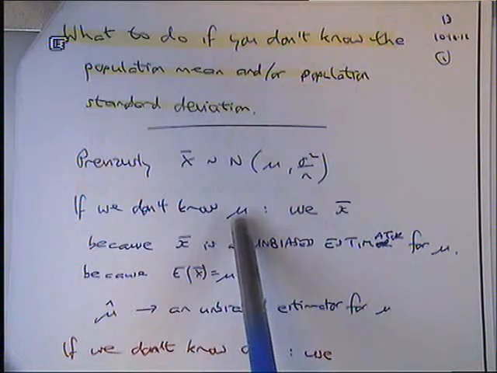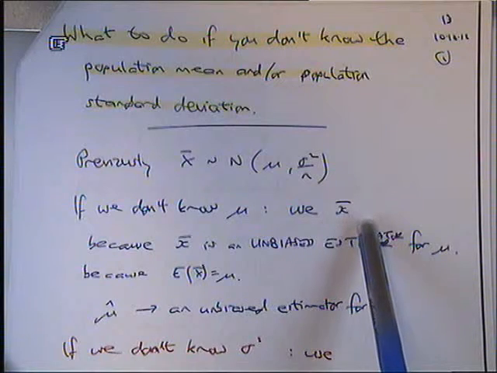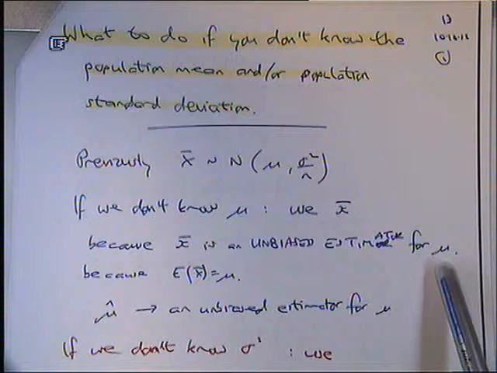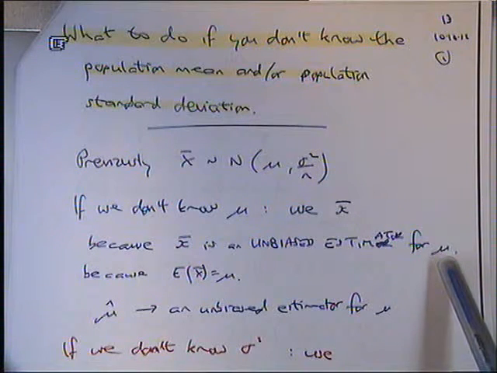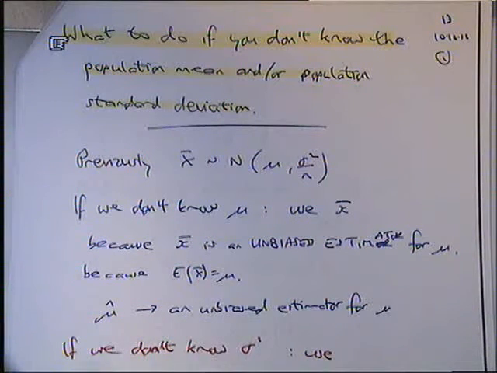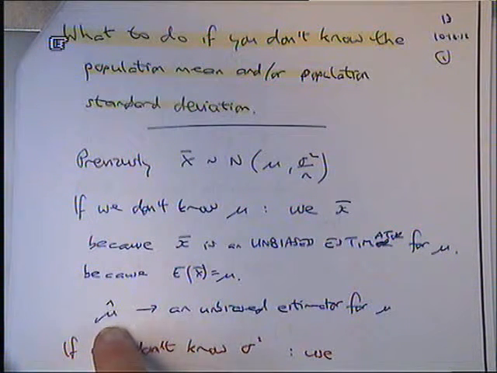If we don't know mu, we use x bar instead, because x bar is an unbiased estimator for mu. The derivation for that can be found in the textbook, because the expected value of x bar is mu. We can write that down using this hat notation. A hat over something means it's an unbiased estimator for. So the hat over mu means an unbiased estimator for mu.